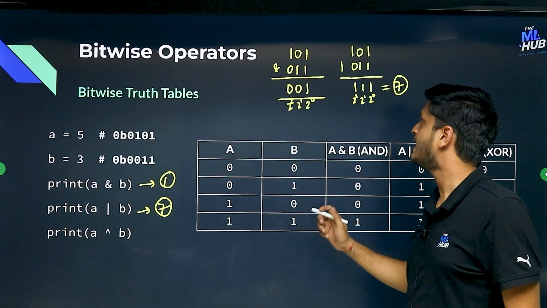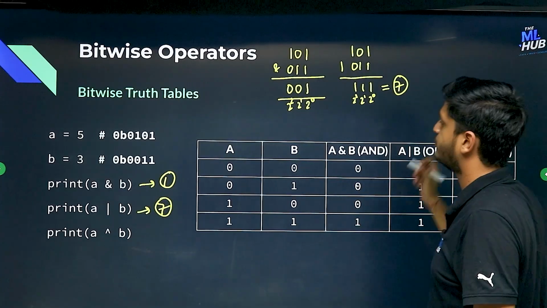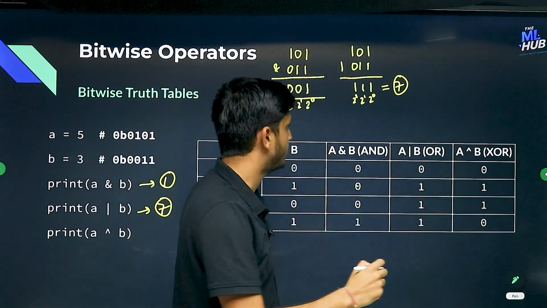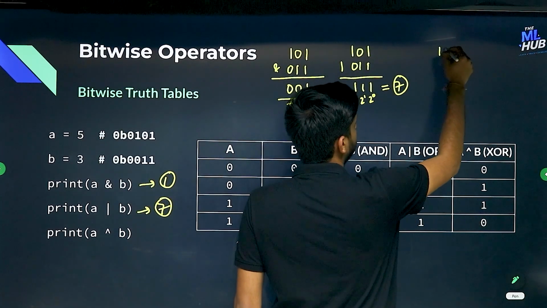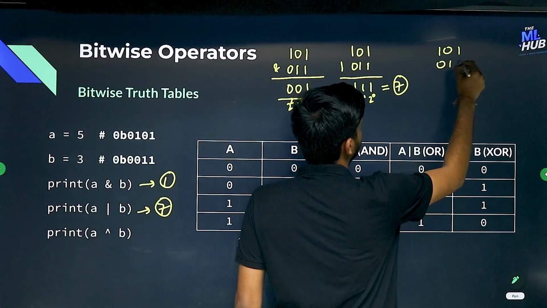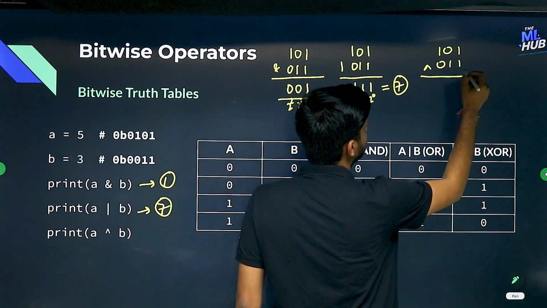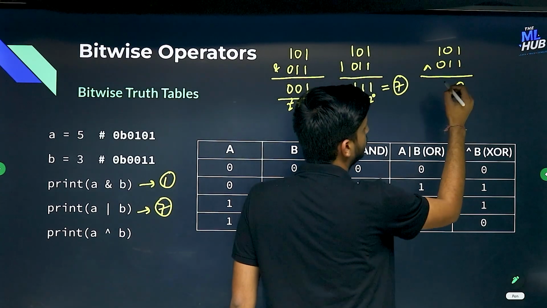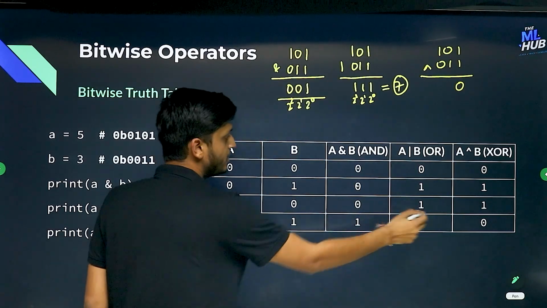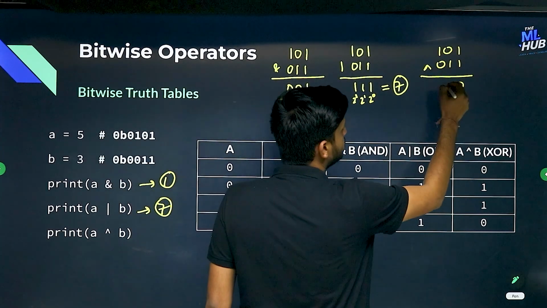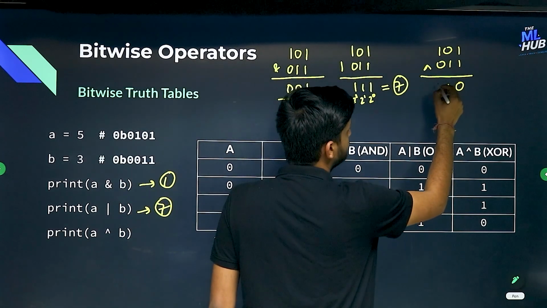Okay, and then A XOR B. Let us try to calculate XOR of these two numbers. So we have 101 and 011. Let us try to calculate the XOR between these two. 1 XOR 1 is 0. You can check the truth table. 1 XOR 1 is 0. Similarly, 0 XOR 1 is 1 and 1 XOR 0 is 1.